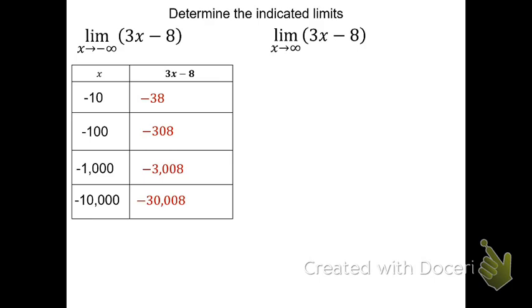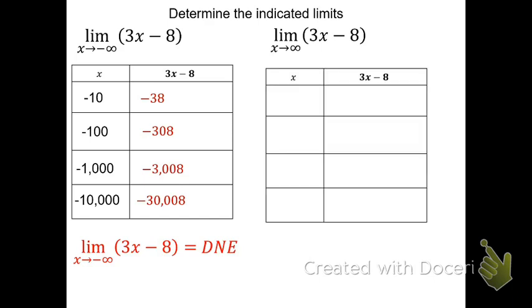Well, f of x is also headed to negative infinity, which means it's unbounded. If it's unbounded, the limit does not exist. It's not approaching a unique number. How about as x approaches positive infinity? Let's pick some numbers again, and let's see what happens.